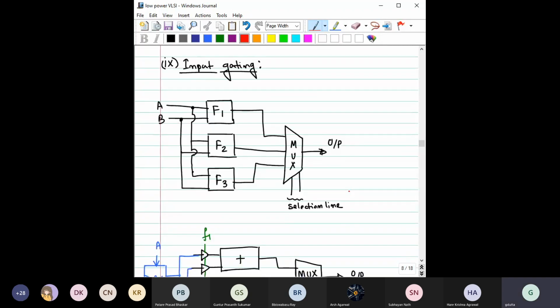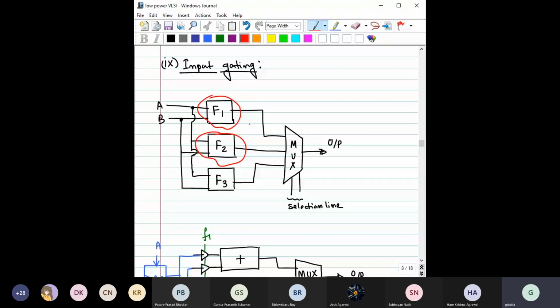Then input gating, right? So in clock gating, we are basically preventing the clock from appearing across some block, right? In input gating, we prevent the inputs from appearing across some block. For example, you can see here, this is one block. Say this is performing the addition. Say this is the F2 block, performing the subtraction, right? And it is combinational logic, right?